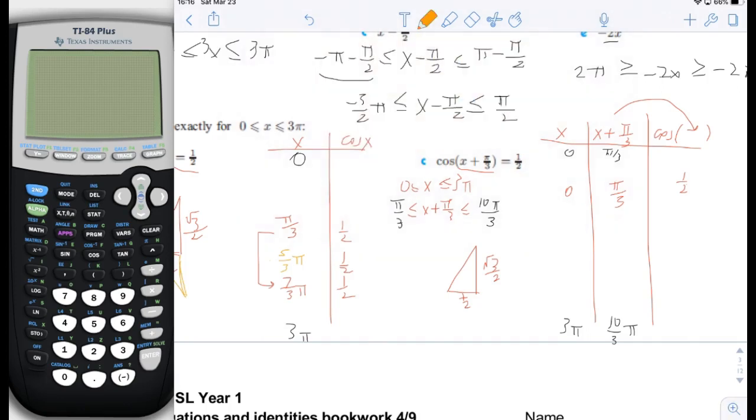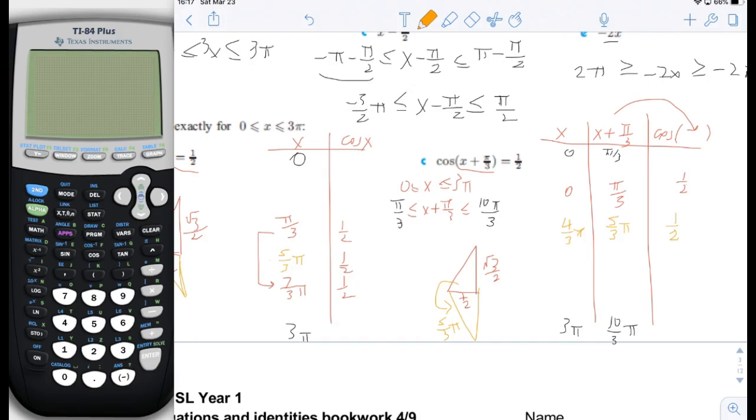Now let's look to see if there's any other basic triangles that have a cosine of 1/2. And I know that this reflection down here does. Remember this one? We already looked at this one. It's 5/3 pi, right? So we'll put 5/3 pi here too, because that's also an angle that gives us a cosine of 1/2. Okay, and if x plus pi over 3 is 5/3 pi, that must mean that the original angle was 4/3 pi, because 4/3 pi plus 1/3 pi is 5/3 pi.